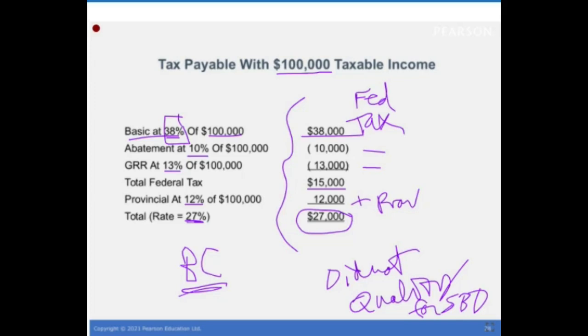All right, folks, let's get started again. So we left off with a basic calculation here of corporate tax. We got to our taxable income of 100,000, and now we're running it through the calculations. In our example for BC, we ended out at 27%. They didn't qualify for what we call the small business deduction. They're paying the full corporate tax rate.